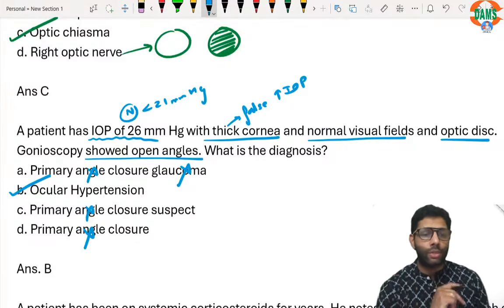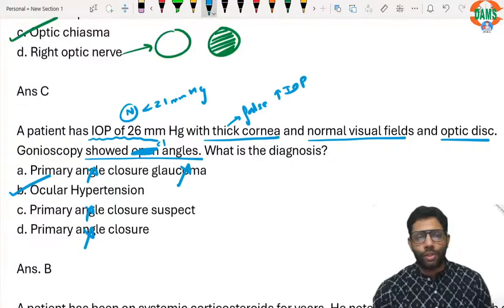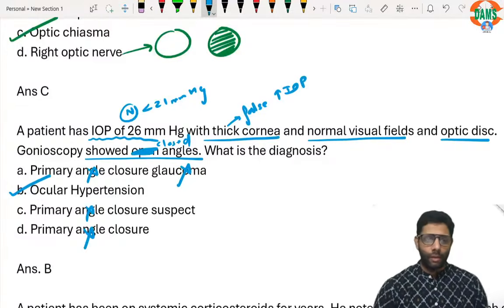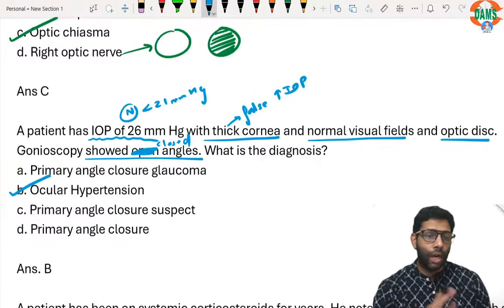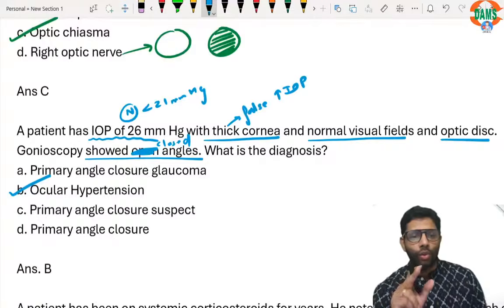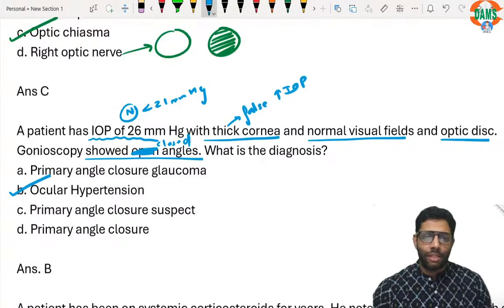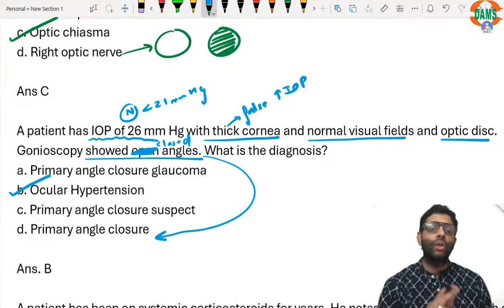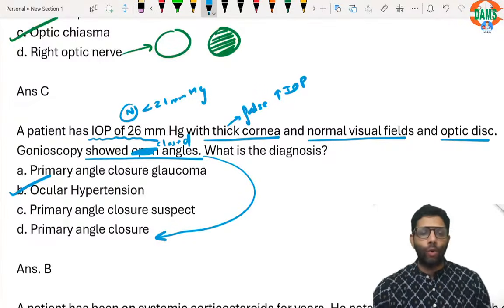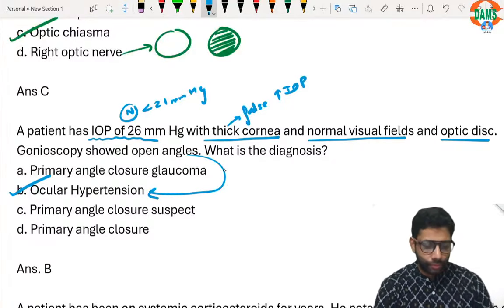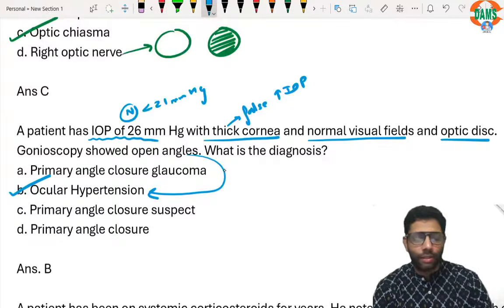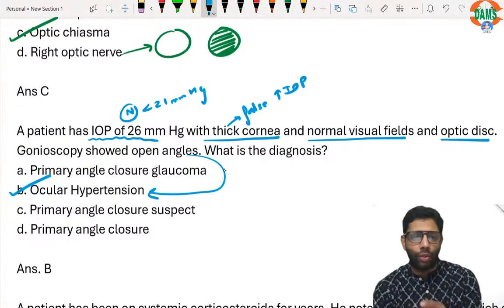Now if it is a closed angle, then who can tell me? If I give the question, this is closed angle, then the answer is what? Then tell me what is ABCD, what is the answer now? If the angle is closed, IOP high, normal field, optic disc, gonioscopy closed angles, then answer will become primary angle closure. Here it is open angle, so that's where the answer is ocular hypertension. So glaucoma, 3 definitions, this is primary glaucomas. 3 definitions in primary open angle spectrum, 3 definitions in primary angle closure spectrum.